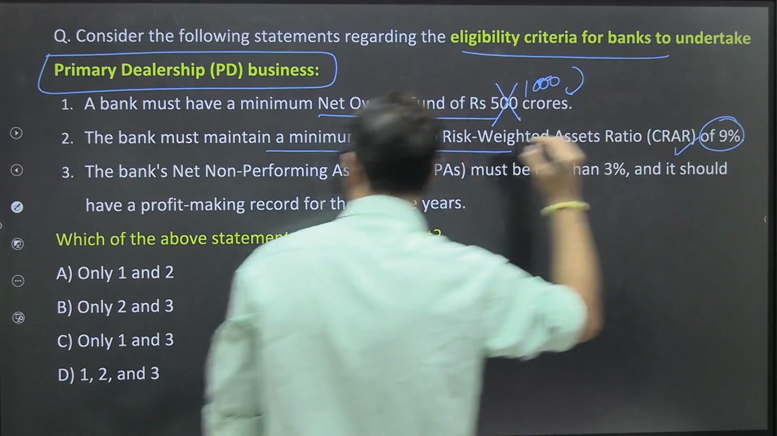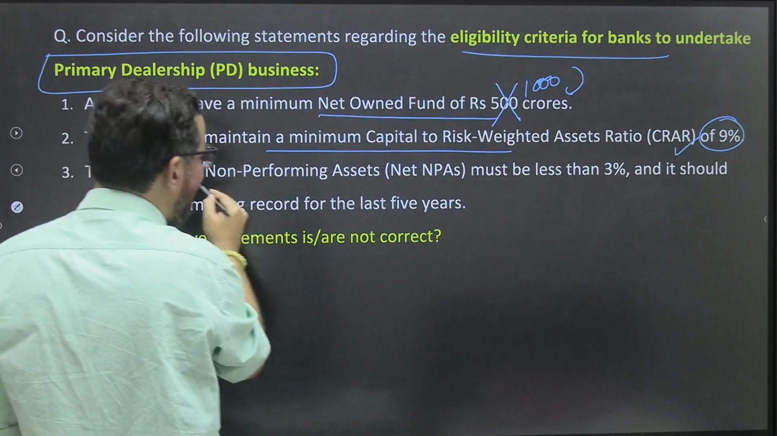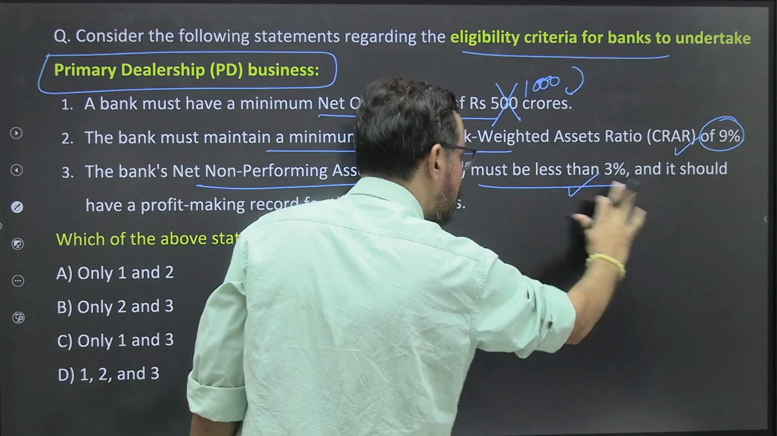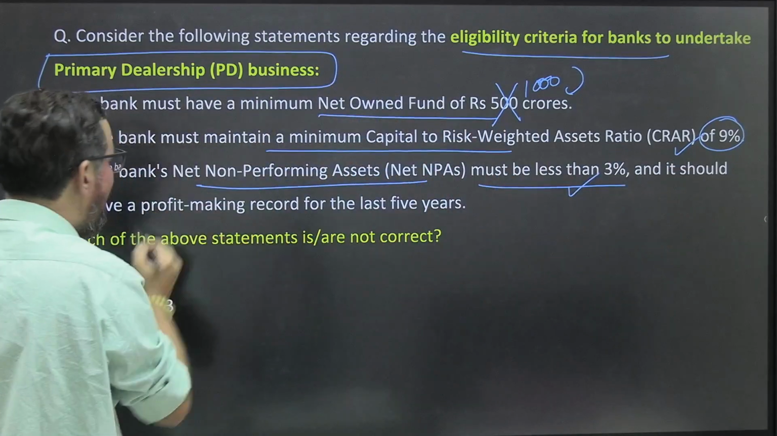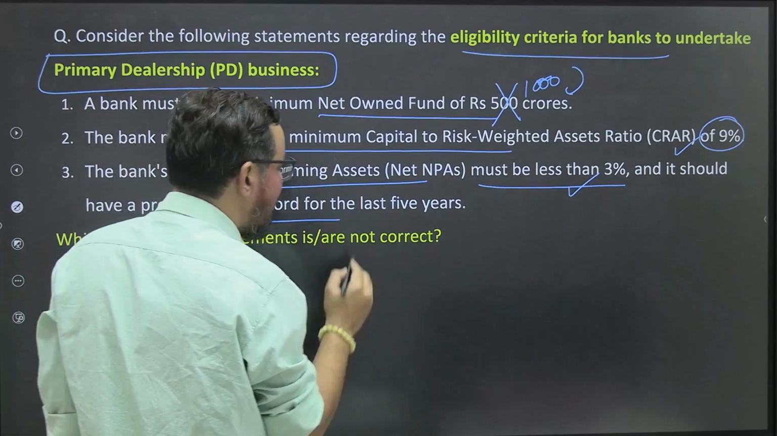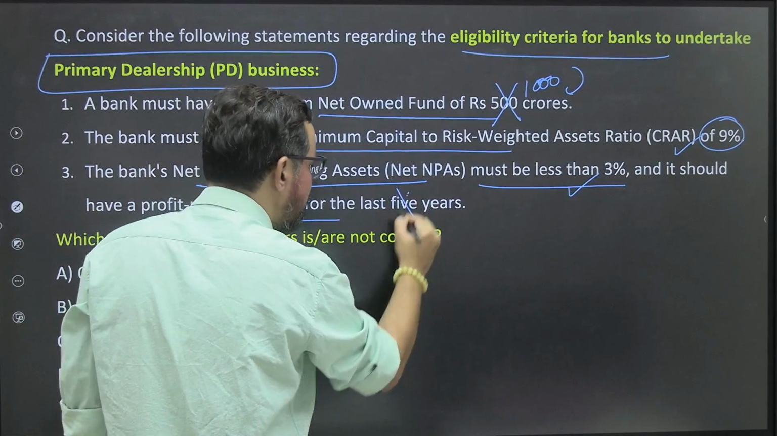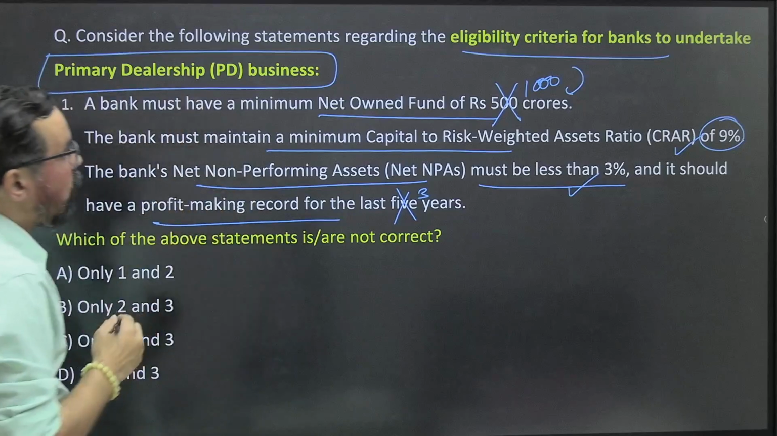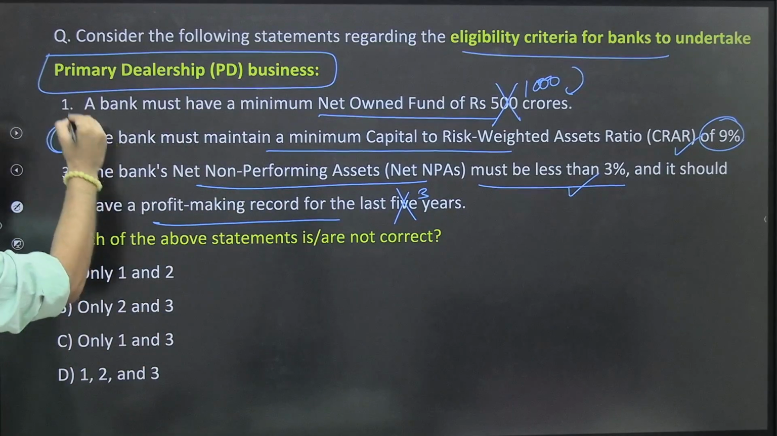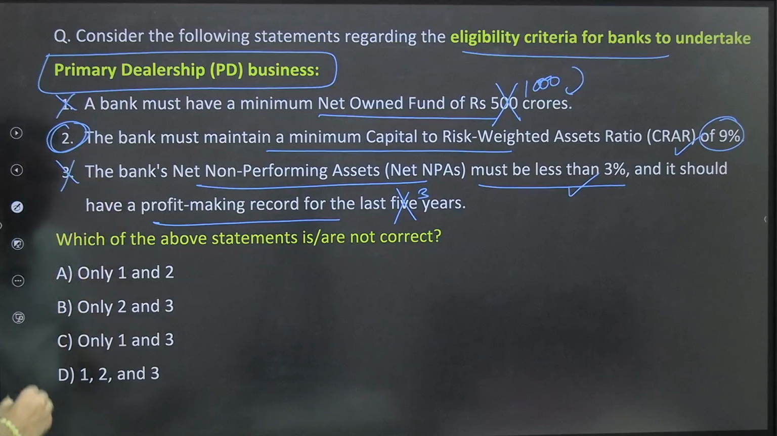This is true. ठीक है. The bank's net non-performing asset must be less than 3%. True. And it should have profit making record for last. No, this is not 5 years, it is 3 years. ठीक है, तो हमें क्या पूछा गया आपका करेक्ट. So only statement correct is option 2. These 2 statements are incorrect. ठीक है, तो आपका only 2.